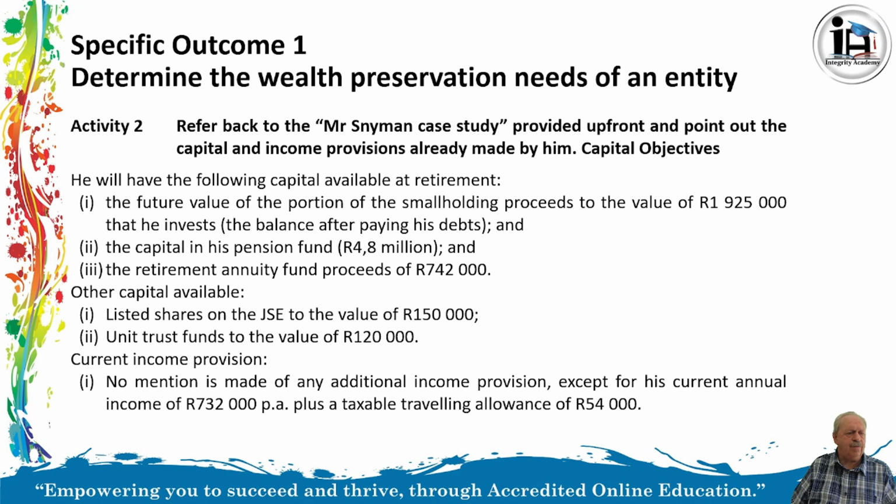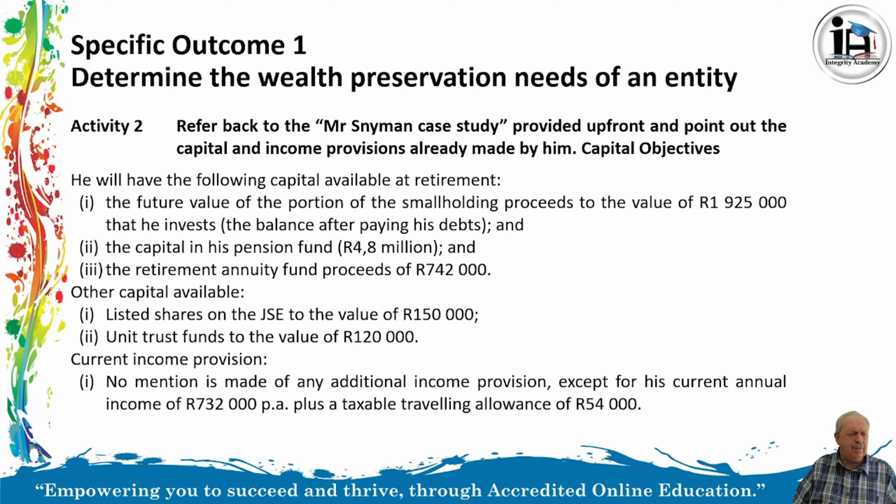We will have the following capital available at retirement according to the case study. The future value of the portion of the small holdings proceeds to the value of about 1.925 million that he invests the balance after paying his debts. Now, he's got an outstanding amount on that small holding. The capital on his pension fund currently amounts to 4.8 million, and the retirement annuity fund proceeds amounts to 742,000. That's the full amount, not the 1/3.